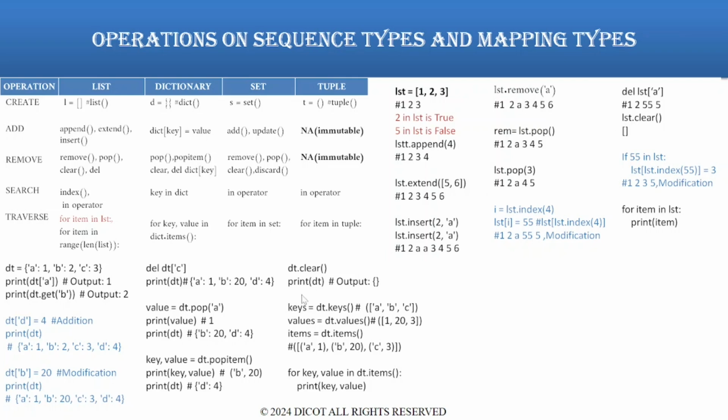How can we access the key value pairs in the dictionary? dt.keys will return all the keys. dt.values will return all the values. dt.items will return the key value pairs. We can traverse a dictionary by using these functions: dt.keys, dt.values, and dt.items.